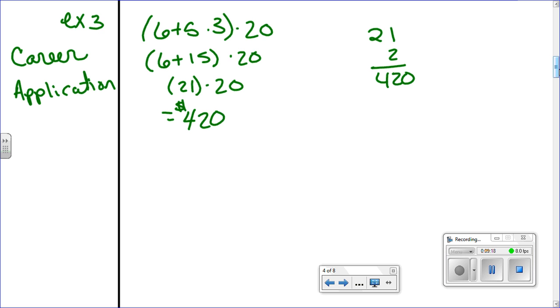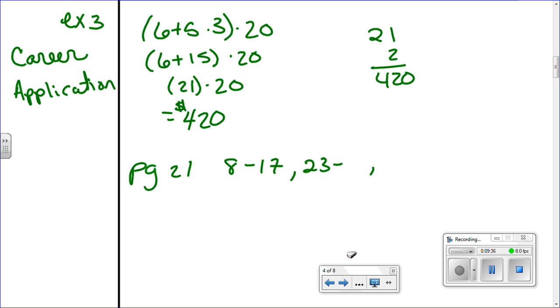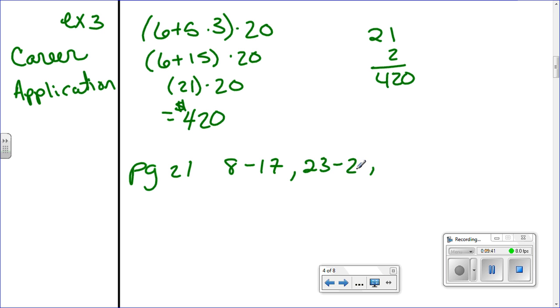Our homework for section 4 is on page 21. We're going to do 8 through 17, 23 through 26, and 43 through 47.